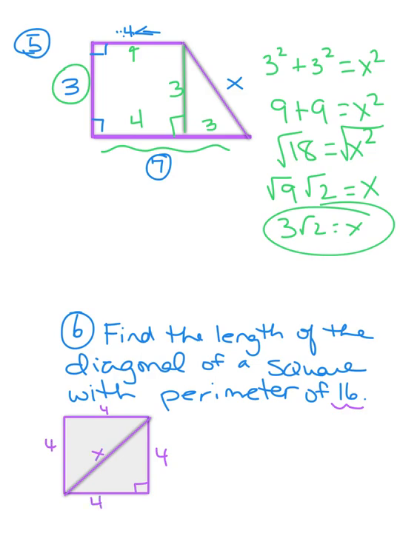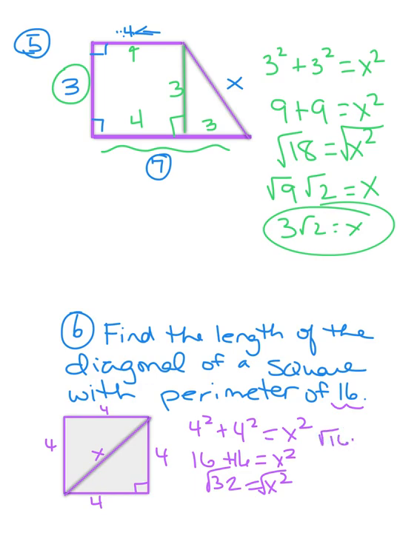And again, I can use Pythagorean theorem. So I have 4 squared plus 4 squared is equal to x squared, which gives me 16 plus 16 is equal to x squared. So I'm going to take the square root of both sides. 32 is not a perfect square, but 16 is, and that goes into it. So I have square root of 16 times the square root of 2 is equal to x, which gives me 4 root 2 is my value for x, which is my diagonal.